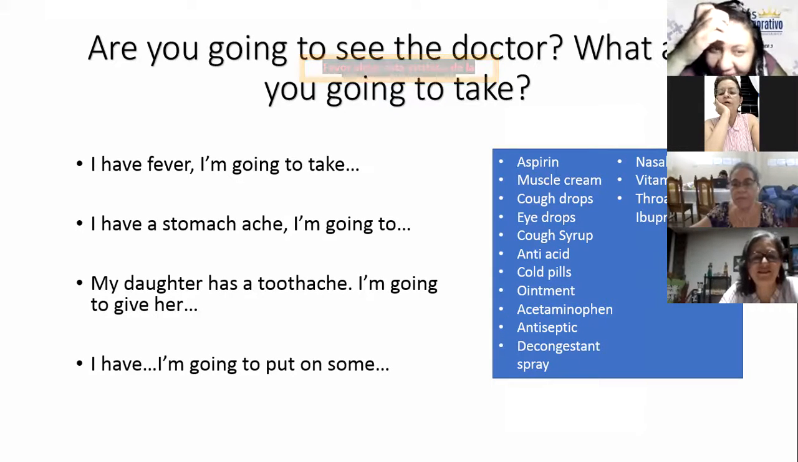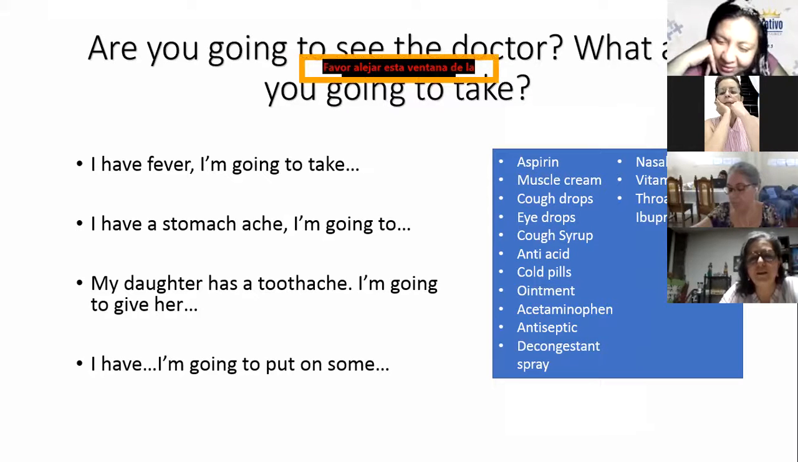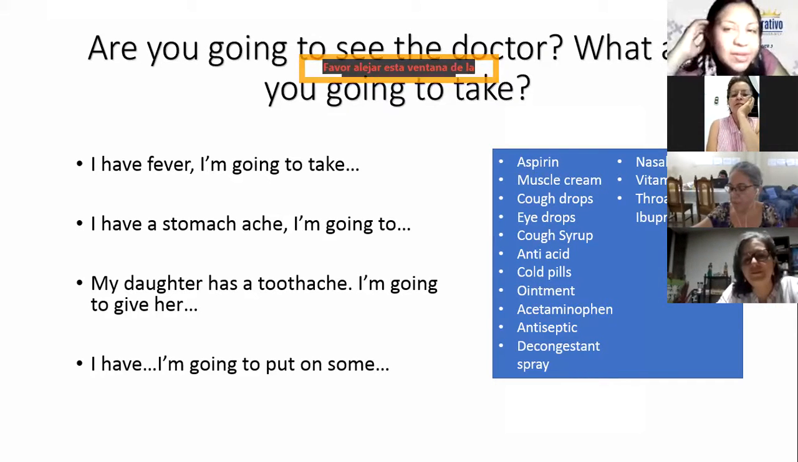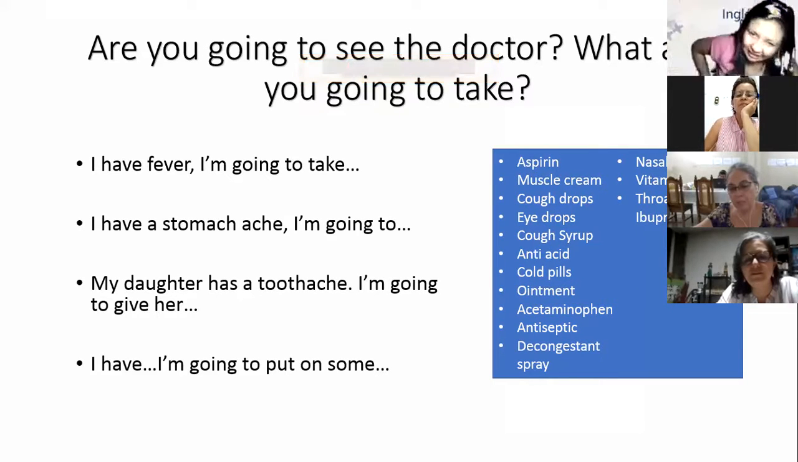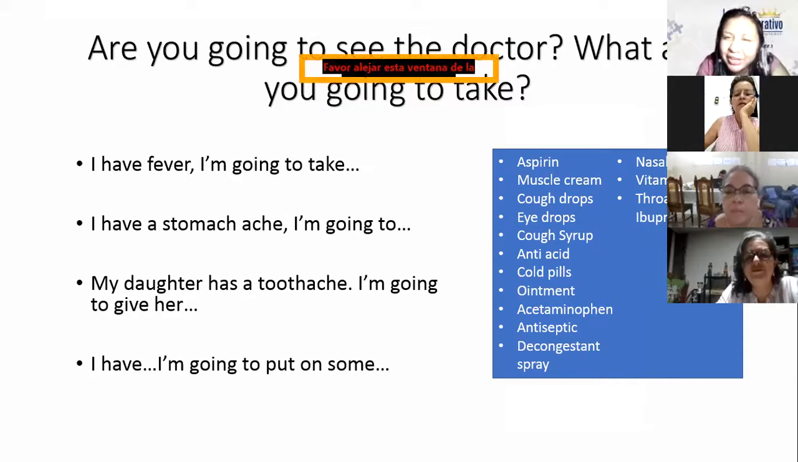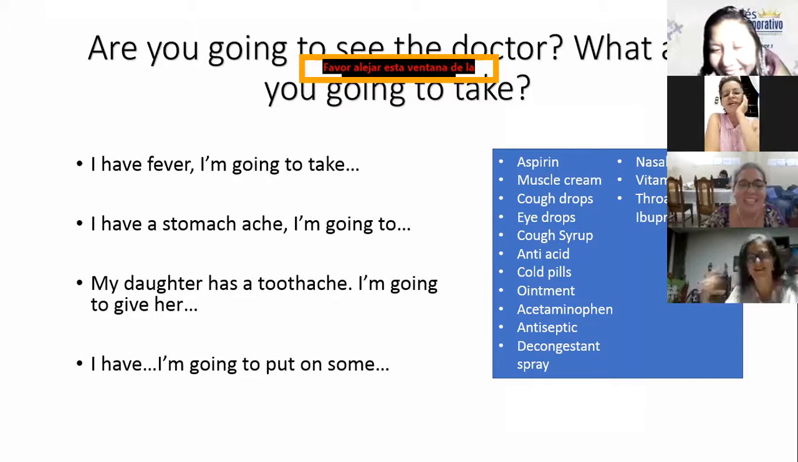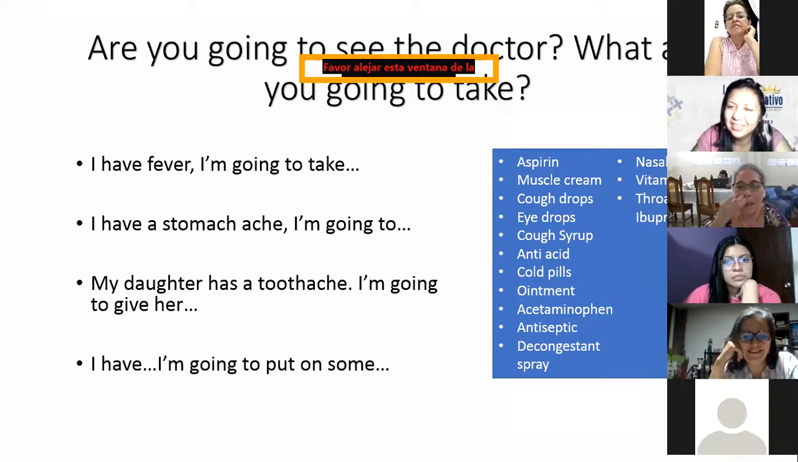At the dentist. My daughter has a toothache. I'm going to give her some acetaminophen. For the pain, acetaminophen. A pain relief. Ibuprofen. Okay, and now we have this other option. For example, you can say, I have a backache. I'm going to put on some cream, Cofal cream. I'm going to put some marihuanol cream. No, no. Big cream. Is that okay, doctor? Big? Is that okay? That is okay.